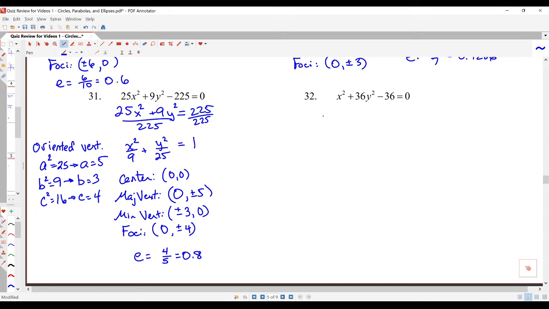32 is done pretty much exactly the same way. Add the 36. Let's divide both sides by 36.